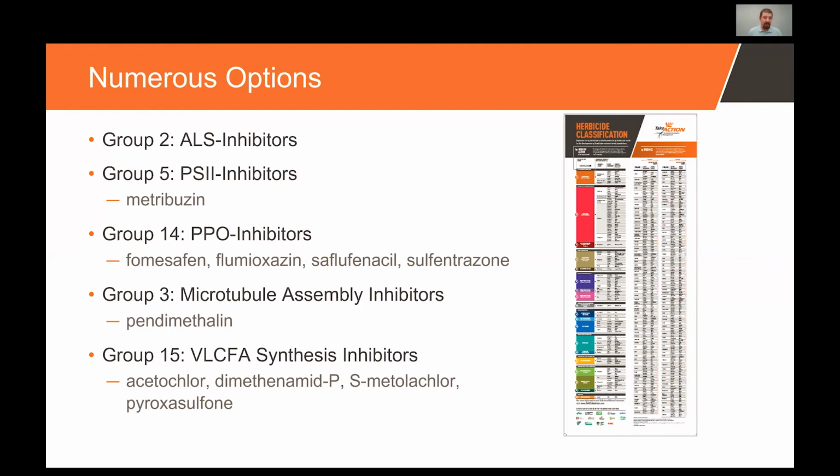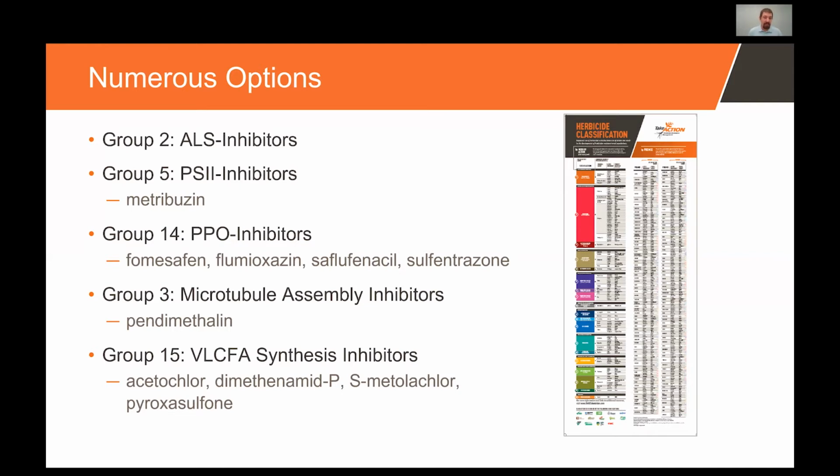You have group 5s. Again, this is an example where if you use a residual, you can get a site of action group into your soybean rotation that you can't get in post-emergence. So metribuzin, we can apply it pre, but you can't apply it after the weeds are up, or after the soybeans are up. That's an example where you can introduce another site of action into your soybean.